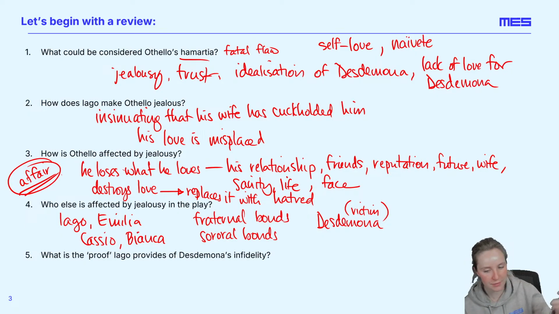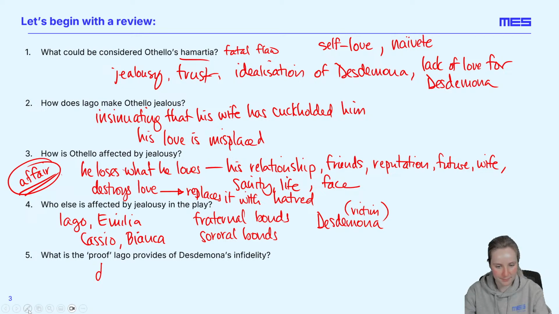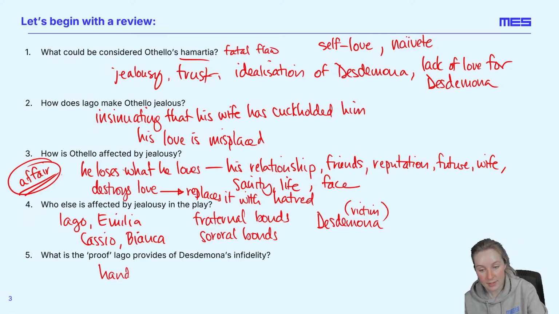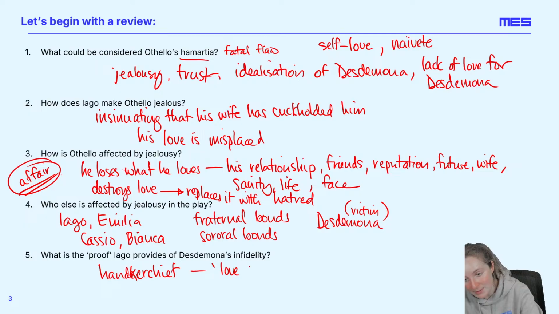And then proof of this love, of this favour, we have again fixated here on the handkerchief. On the handkerchief, right? As proof not just of love, because it's described as a love token, but also of the betrayal of that love. Right? The ocular proof.